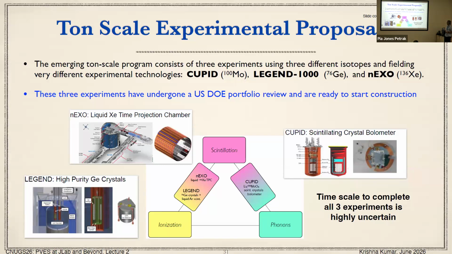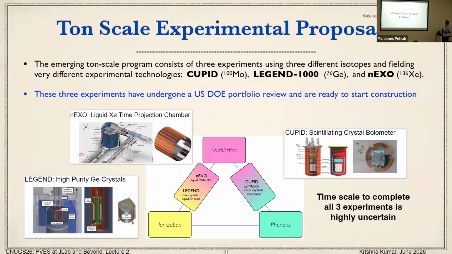You have to use scintillation, ionization, and phonons. You use linear combinations of the two. nEXO is a liquid xenon time projection chamber. LEGEND is high purity germanium crystals. CUPID is scintillating crystal bolometers. These two are at LNGS in Italy. nEXO we were hoping to site in SNOLAB. But as I said, it's stalled at the moment.